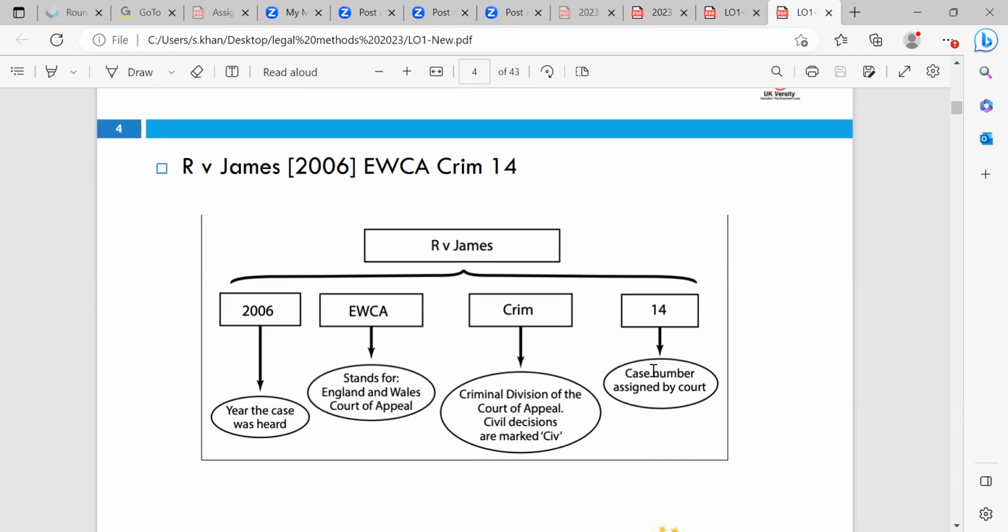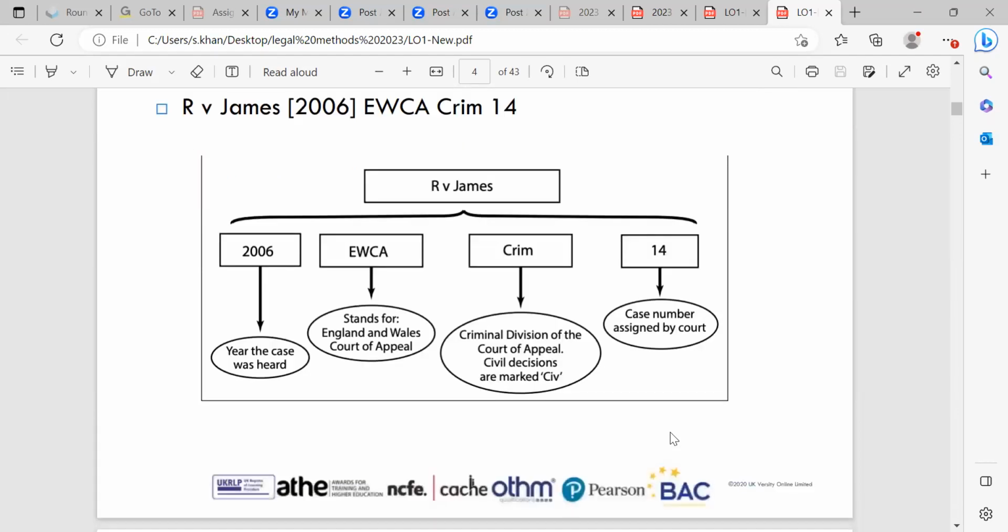Now, in this instance, the King. So it's the King against the individual in criminal cases. The year of the case is 2006. EWCA stands for England and Wales Court of Appeal. CRIM stands for the Criminal Division of the Court of Appeal. Civil divisions will be CIV. And the case number assigned by the court is number 14. So this is in criminal cases.